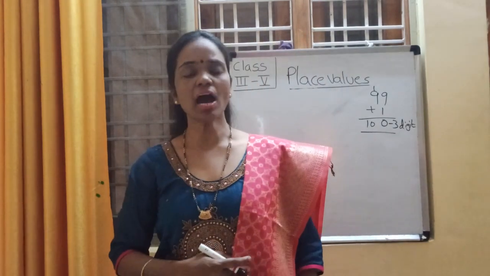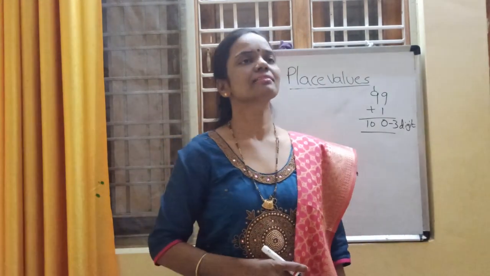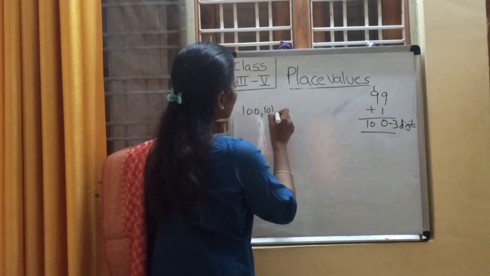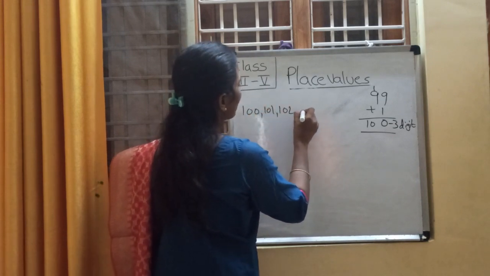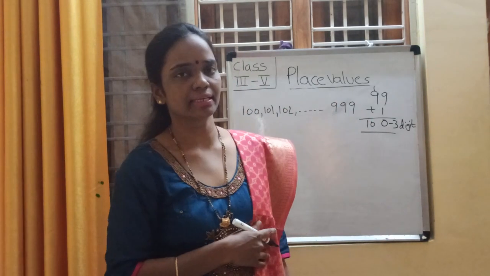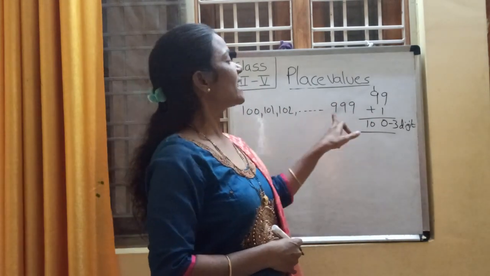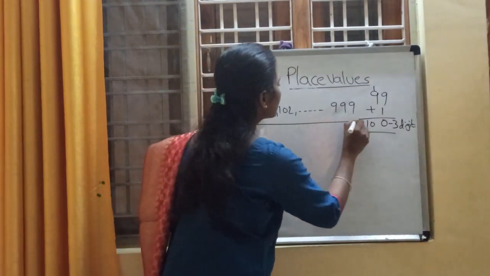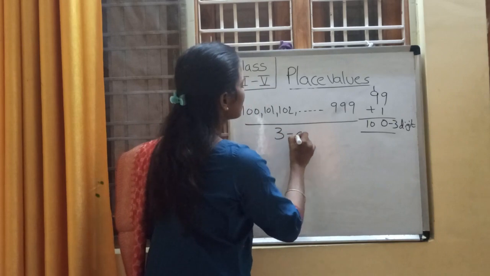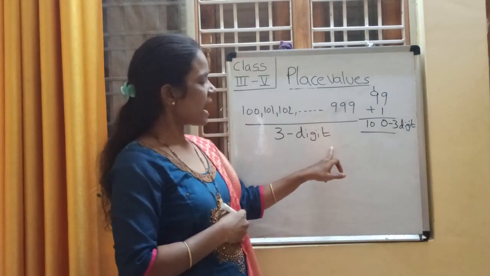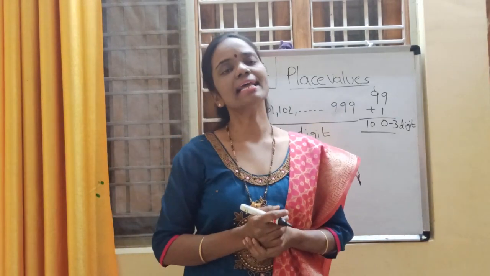Now tell me children, how many 3-digit numbers are there? Yes, I will write on the board. 100, 101, 102 and so on till 999. From 100 to 999, all these are 3-digit numbers.